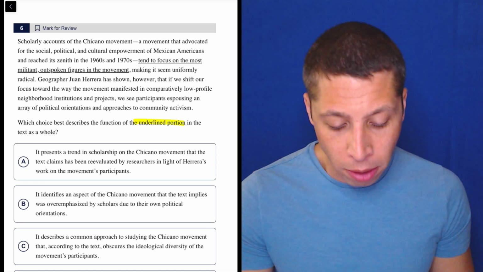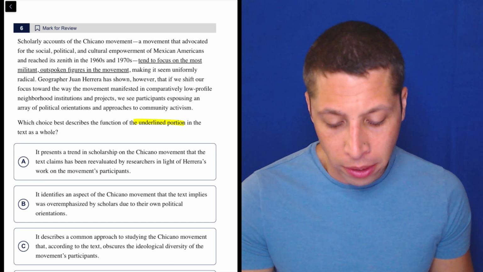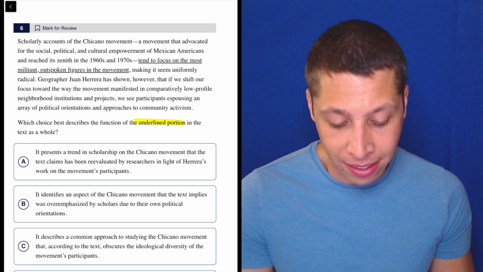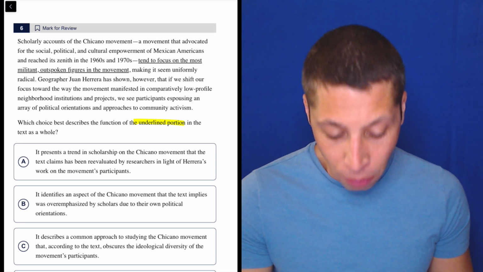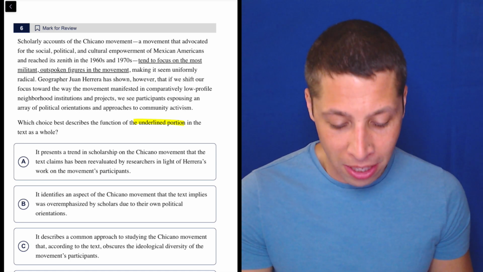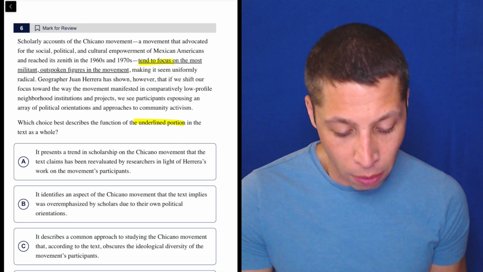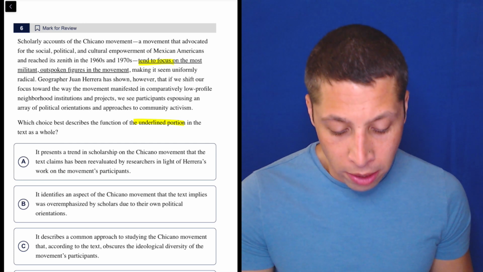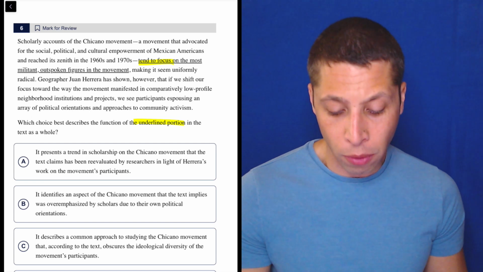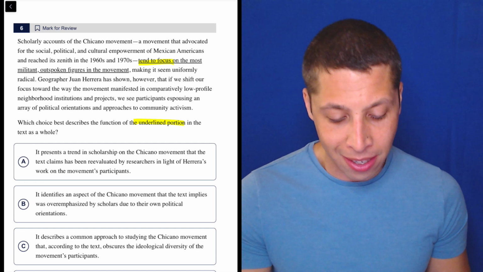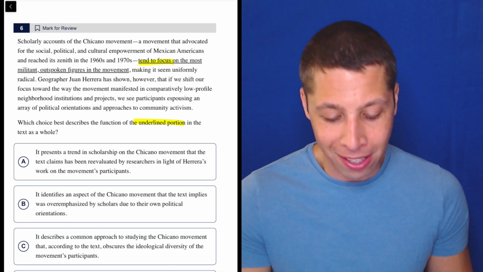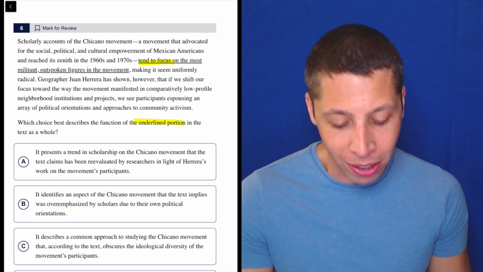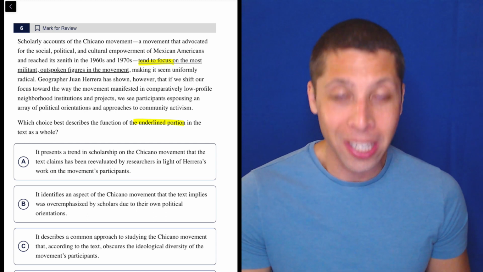Scholarly accounts of the Chicano movement, a movement that advocated for the social, political, and cultural empowerment of Mexican Americans and reached its zenith in the 1960s and 70s, tend to focus on the most militant, outspoken figures in the movement. Okay, so they focus on something, making it seem uniformly radical. Geographer Juan Herrera has shown, however, that if we shift our focus toward the way the movement manifested in comparatively low-profile neighborhood institutions and projects, we see participants espousing an array of political orientations and approaches to community activism.